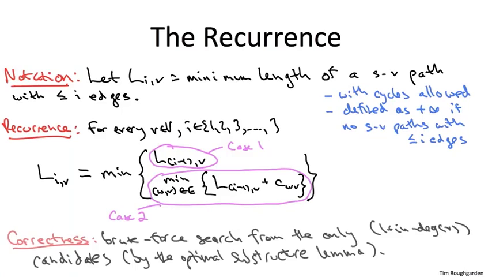Correctness, as usual, follows immediately from the optimal substructure lemma. We know these are the only candidates, and by the definition of the recurrence, we pick the best one. Because our optimal substructure lemma has been proven, whether or not G has a negative cycle, this recurrence is correct for all positive values of I, whether or not G has a negative cycle. So now let's see how it's useful to assume that the input graph G does not have a negative cycle.